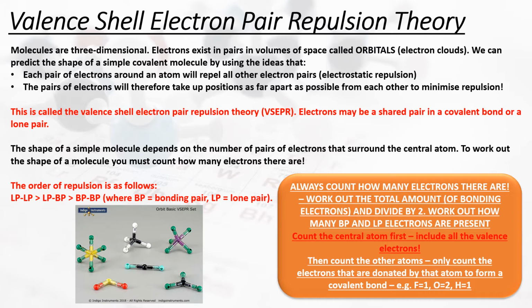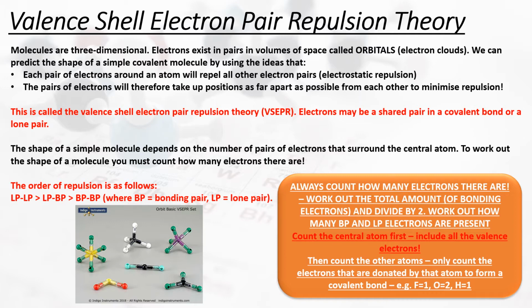Now, electrons may be in a shared pair in a covalent bond, or they could be in a non-bonding lone pair. And the shape of a simple molecule depends on the number of pairs of electrons that surround the central atom. So to work out the shape of a molecule, we have to count how many electrons there are. And the order of repulsion is as follows. Lone pair repulsions are the strongest, then lone pair bonding pair repulsions, and then finally bonding pair repulsions. So lone pairs repel more than bonding pairs do.